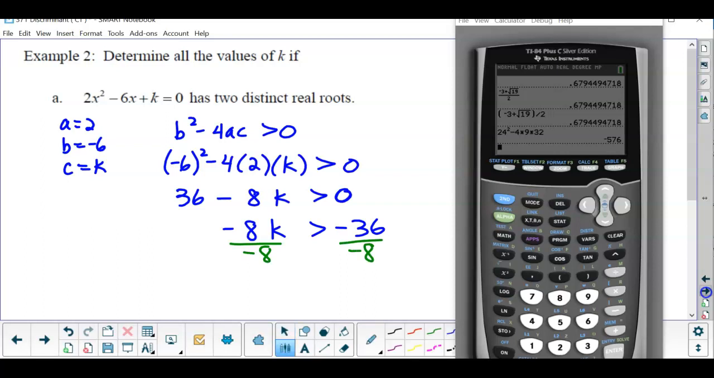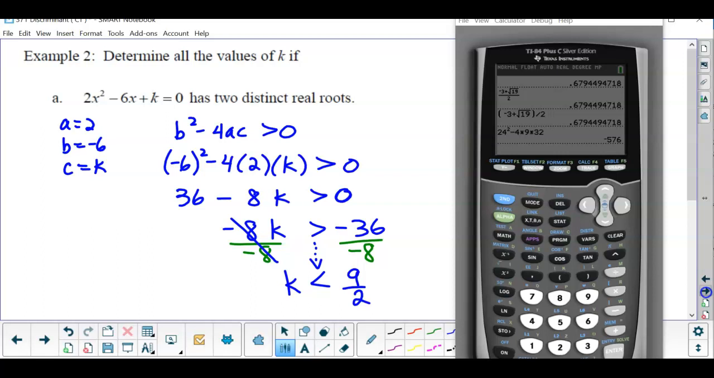All right, and then when you do that, when you divide an inequality by a negative, the direction of the inequality changes. Okay, so be careful on that. So this will end up being positive 9 over 2. Okay, really important that you remember that. Then you could always test the value. So what's a number that's less than 9 over 2? How about 1?